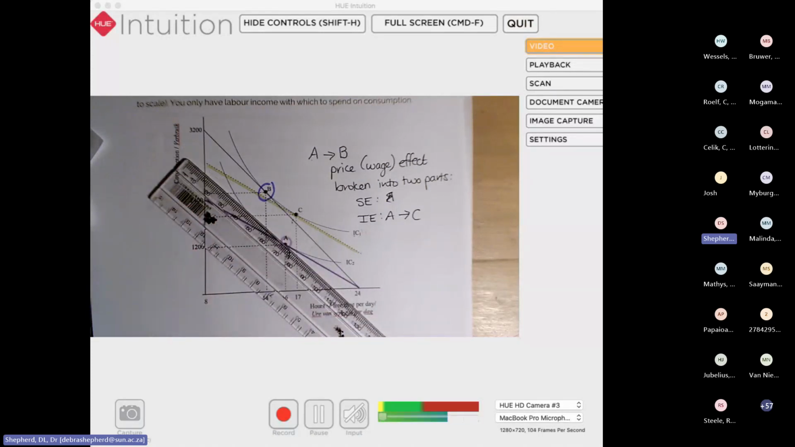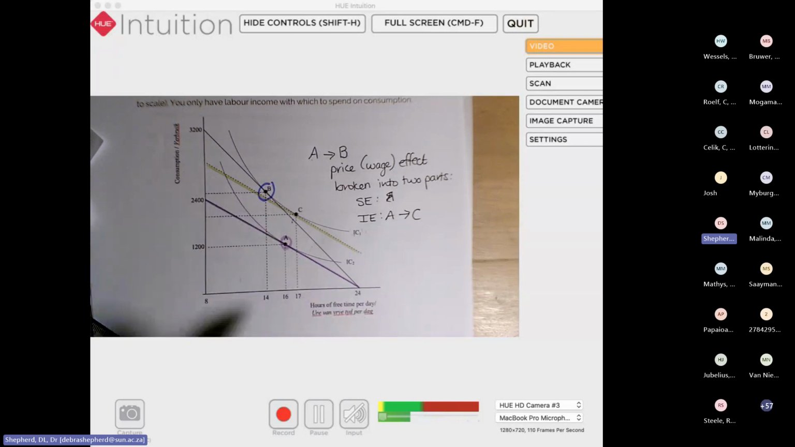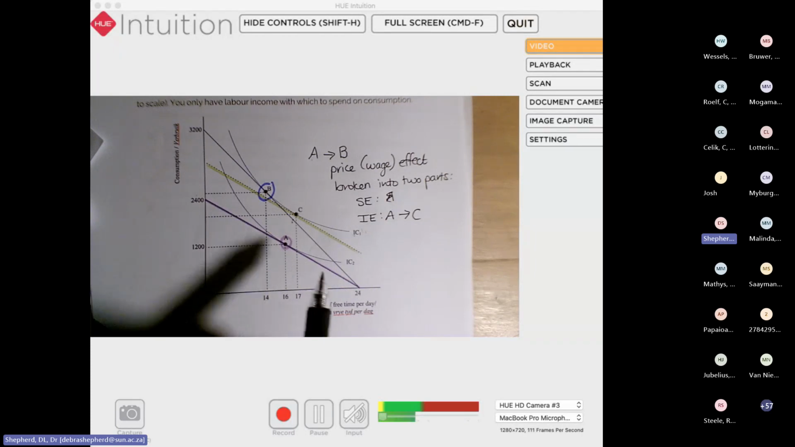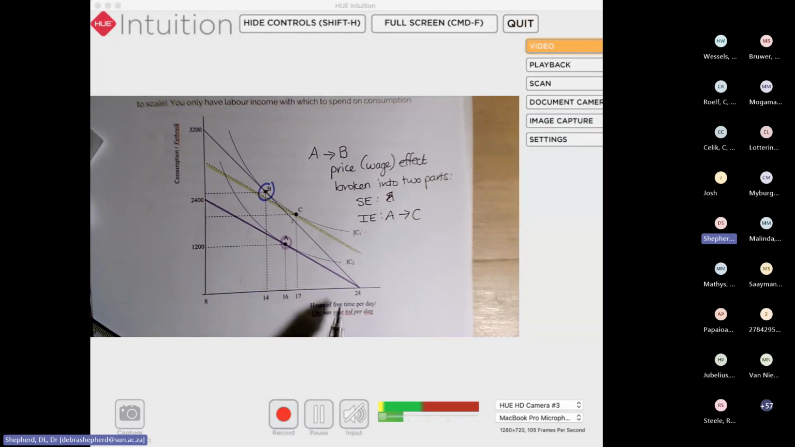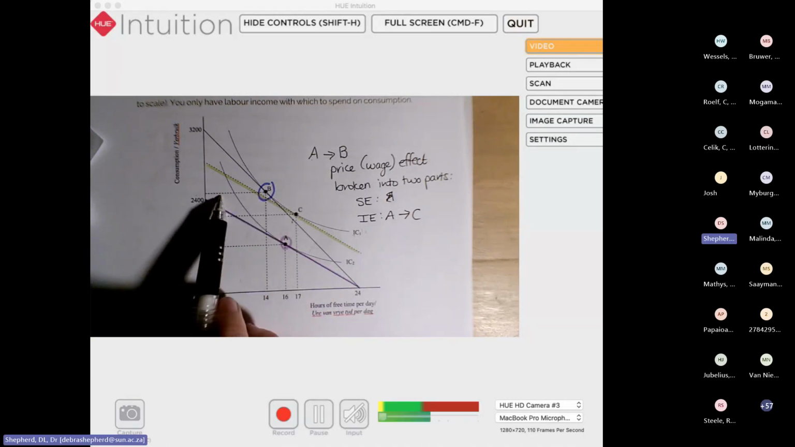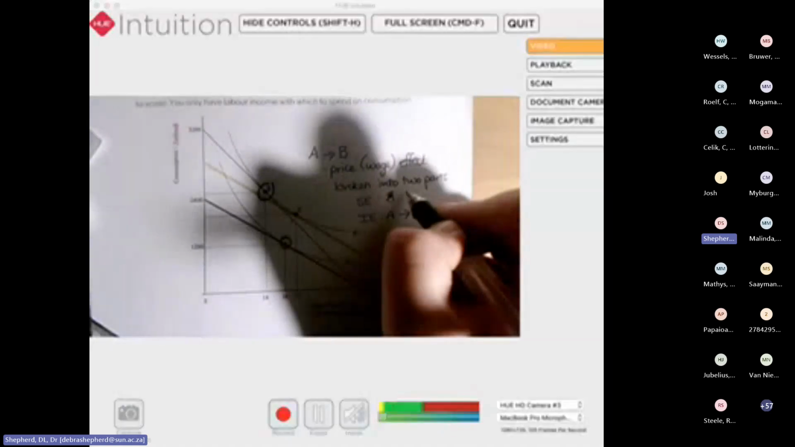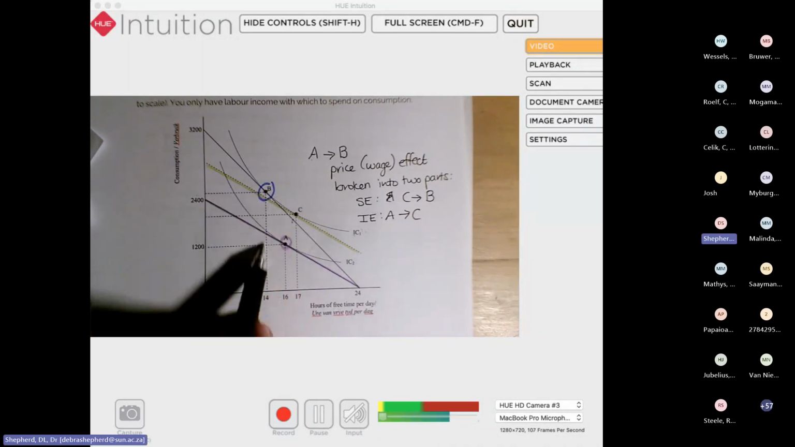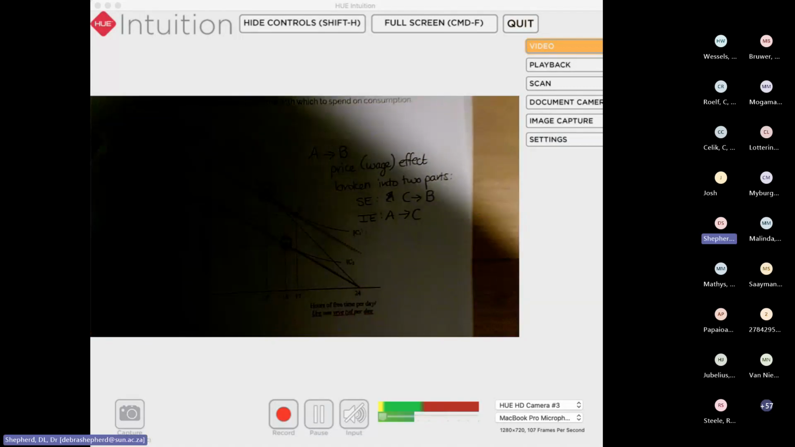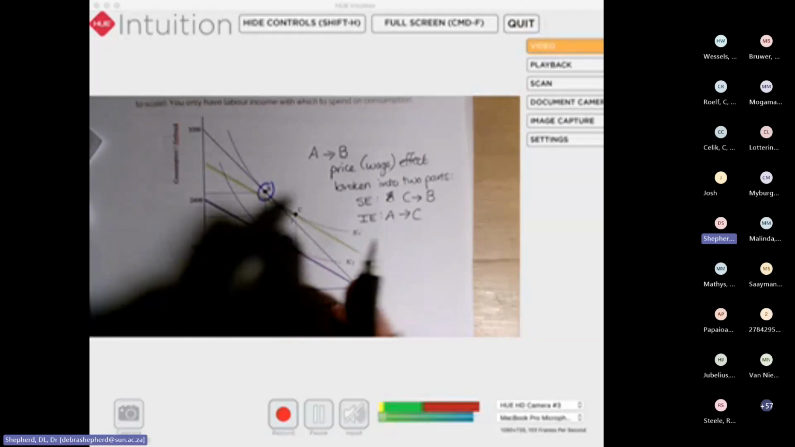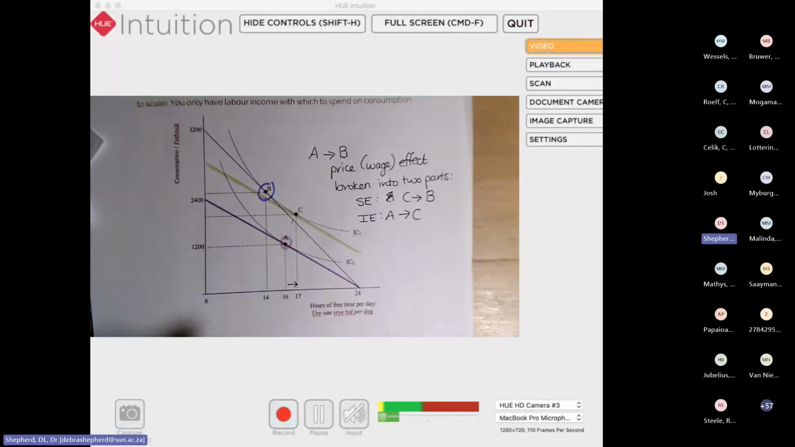So what does the substitution effect say? The substitution effect says substitute away from the thing that is now more expensive. Free time is now more expensive, so we substitute away from free time towards consumption. That movement from C to B is our substitution effect. This is how we can see that description of the income and substitution effect in a graph. A to C is the income effect.